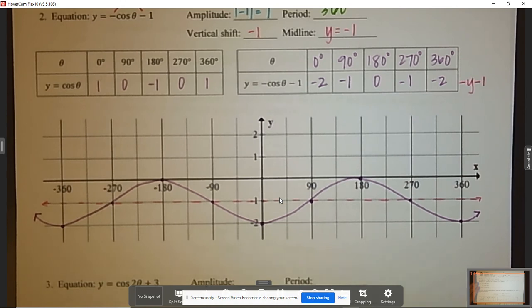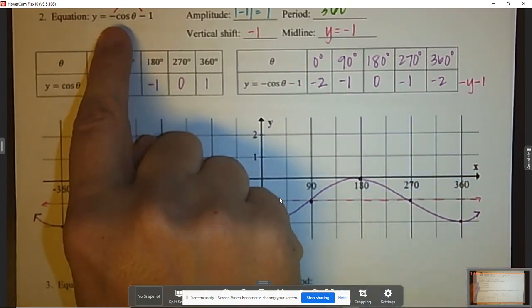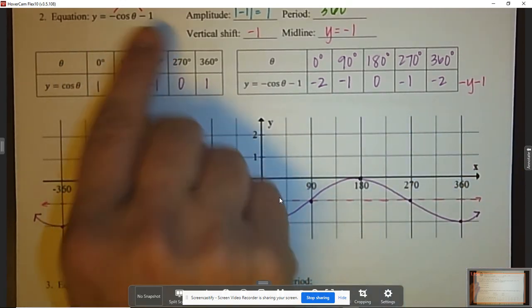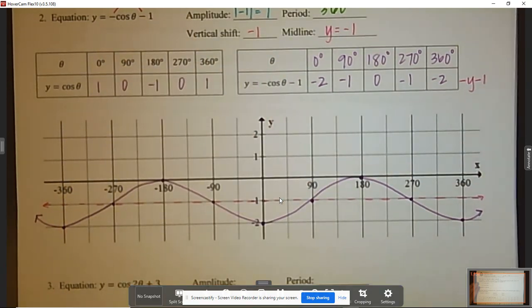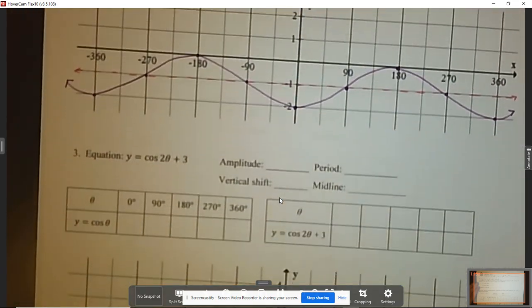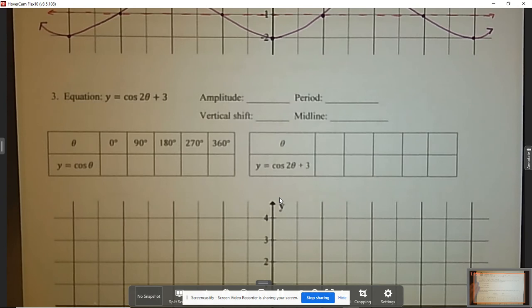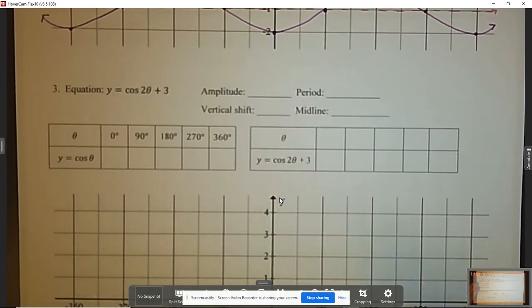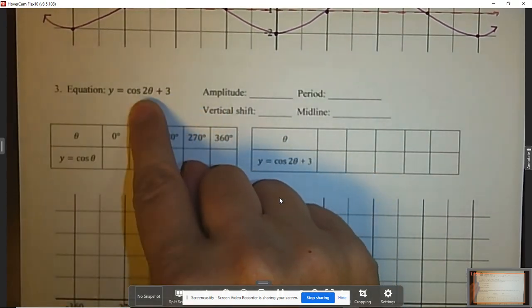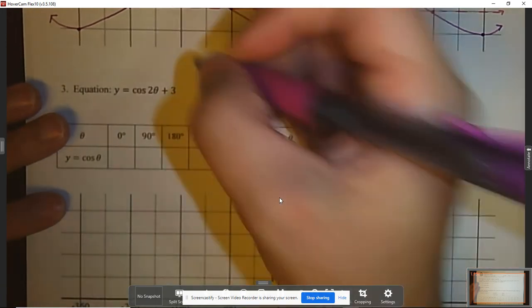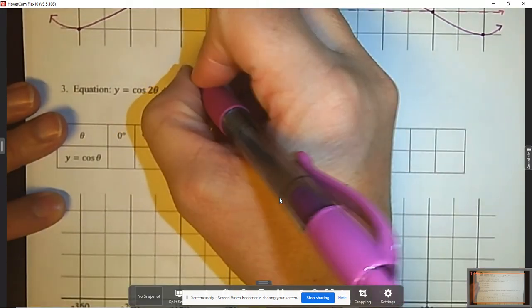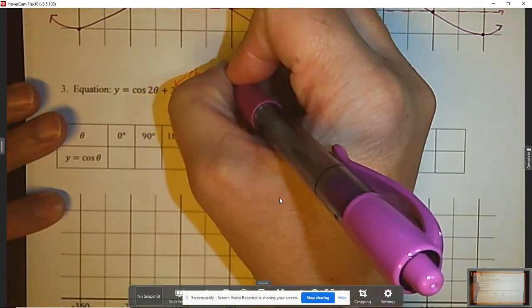So this graph, we had two changes. We had the reflection and the down one. Both changed my y value because they were outside of my cosine function. You'll see on example 3 that we are looking at cosine again, but we have something outside and something inside. So this right here will change my y values.